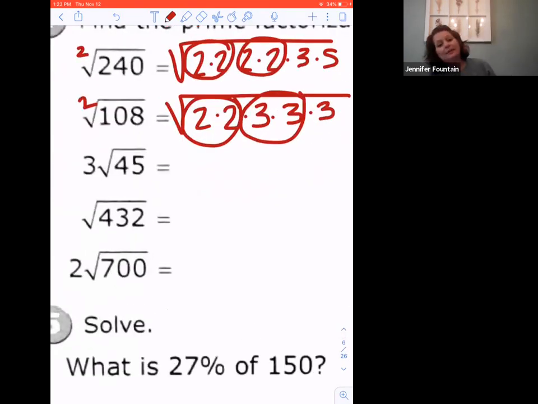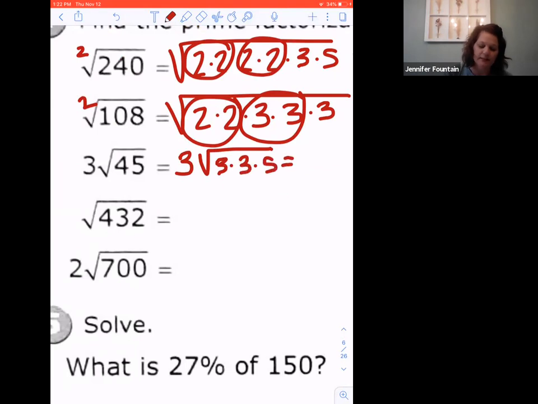Now, 3 times the square root of 45. I'll leave my whole number 3 alone. Underneath the radical, I'm going to start breaking it down into prime factors. It's not even, so I cannot divide by 2. I check to see if it's divisible by 3, and it is because 5 and 4 is 9, and 9 is divisible by 3. So 45 divided by 3 is going to give me 15. And then 15 is 3 times 5.